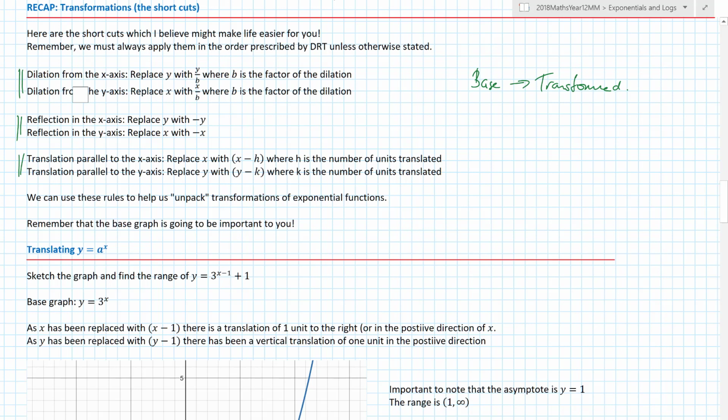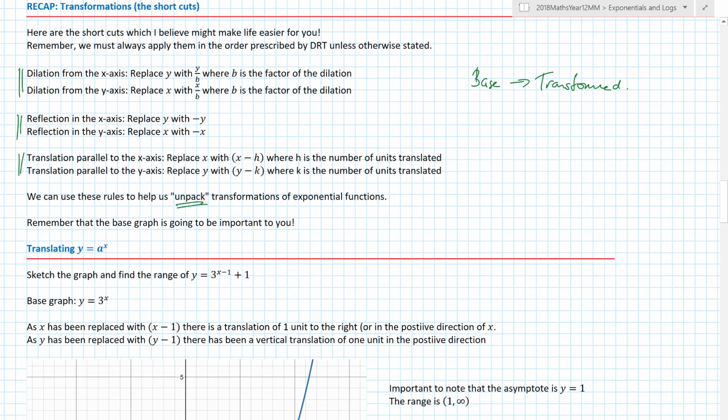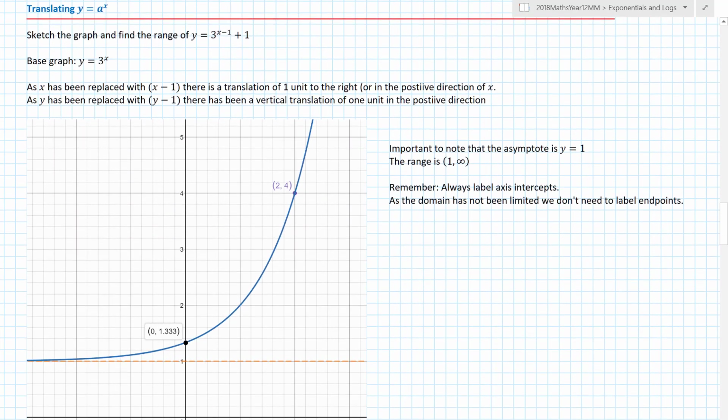A dilation from the y-axis replaces x with x on b, where the b is the dilation factor, and so it goes on. Again, there's a great video on this previously if you don't remember it. But these shortcuts can actually help us not only create a new function, but unpack transformations of exponential functions. So let's look very quickly at the idea of translating the graph of y equals a to the x. Here's a function: y equals 3 to the x minus 1, plus 1.